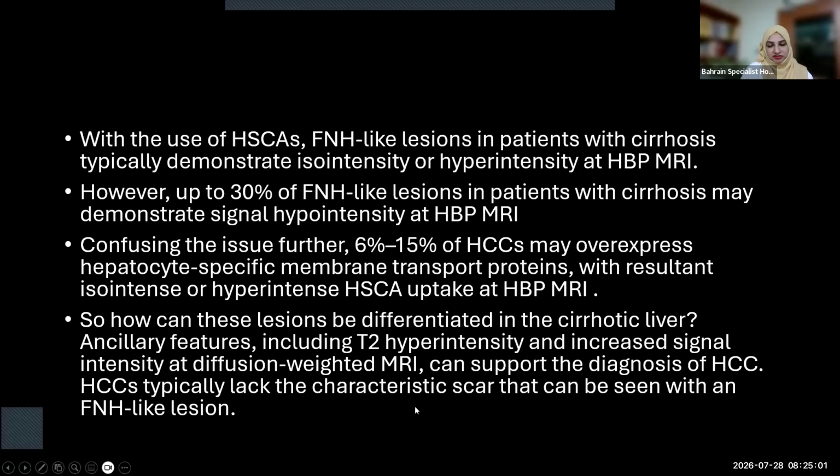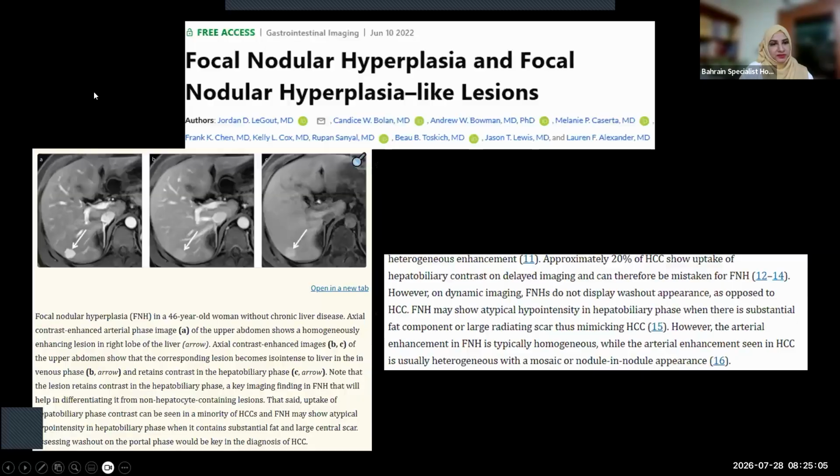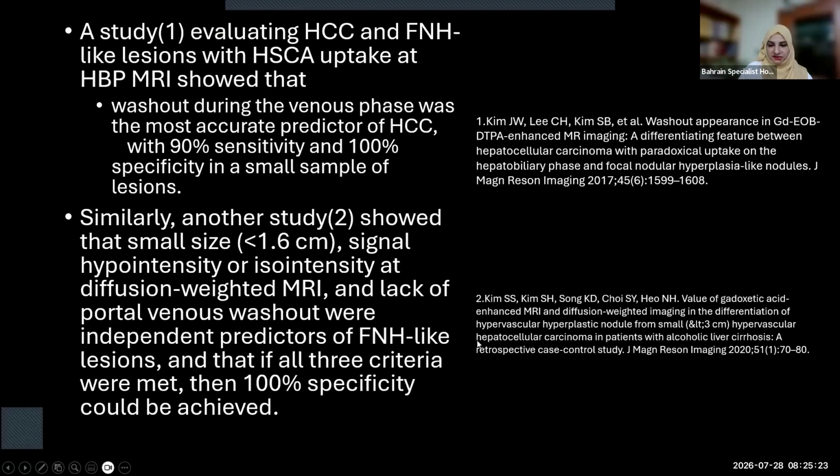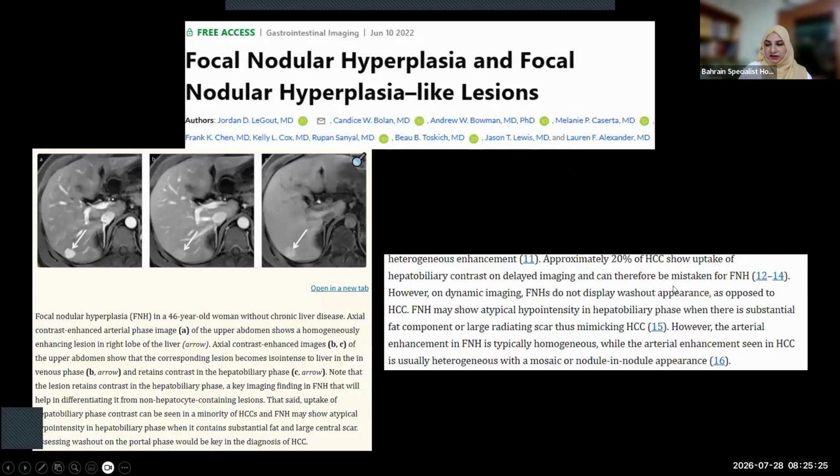But of course, this is a challenging case, and it will always pose a challenging dilemma. This is a case of focal nodular hyperplasia and FNH-like lesions, in which they try to find the characteristic imaging features of these lesions in cirrhotic patients. They found that most of the FNH did not show washout, which is one of the characteristic features of hepatocellular carcinoma. Also, they found that diffusion weighted images may help differentiate between these two lesions.